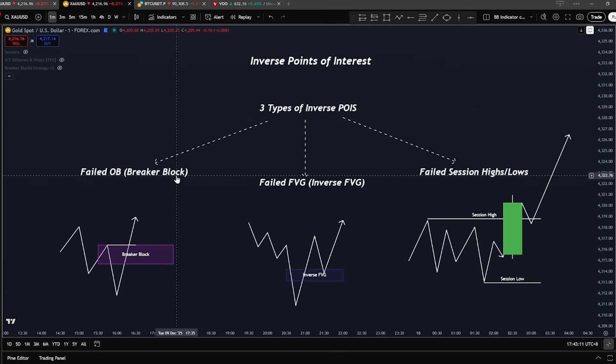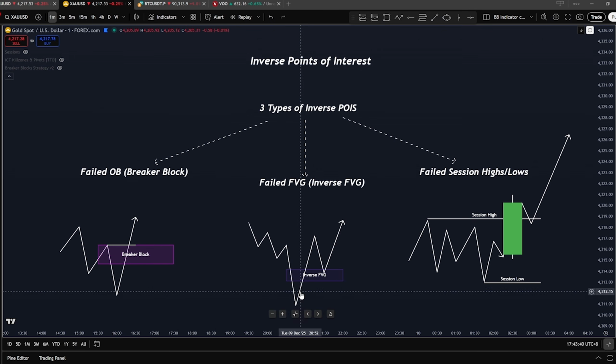Now, the same ideology is applied to the next type of POIs. Failed fair value gaps. Your fair value gaps, your order blocks, these are areas where you can look to buy and sell from, right? Your supply and demand zones. If the market here fails a bearish fair value gap with a body candle close as well, keyword body candle close, then you know that the sellers are no longer valid.